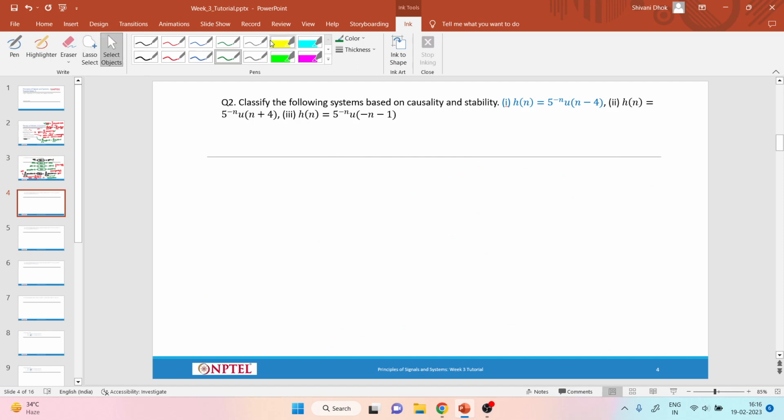So here we'll try to understand, we'll try to classify the systems when we are given the impulse response. We'll classify the discrete time systems based on causality and stability by observing its impulse response. So let us look at the first one. So this is my first system that I am considering whose impulse response is given as h of n is equal to 5 power minus n u of n minus 4, where this u is unit step. So let us try to sketch this first.